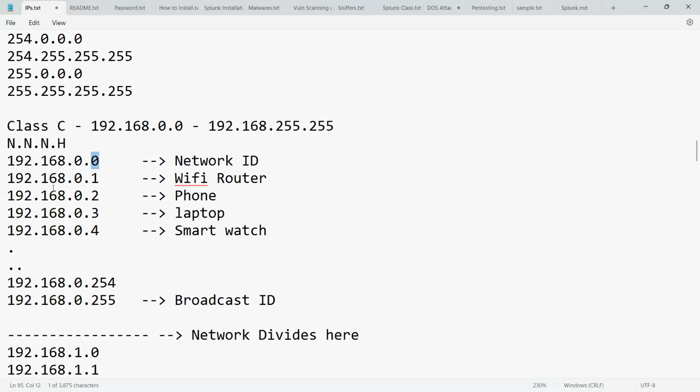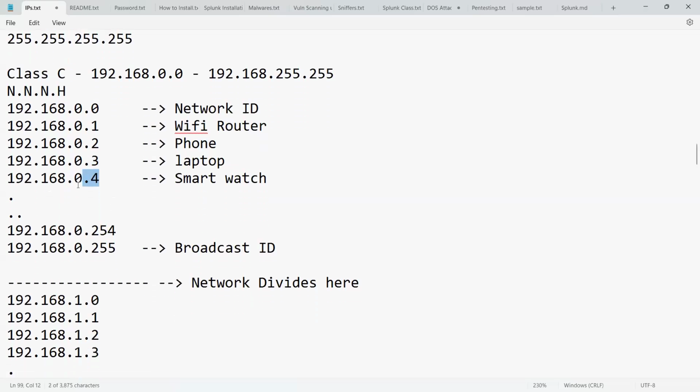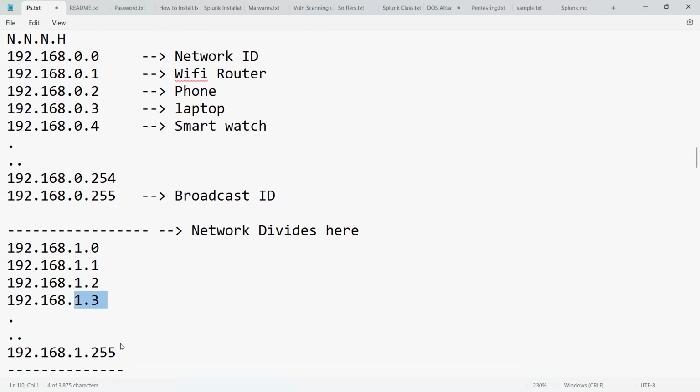But according to the sequence of IPs now, if this is the first IP, 0.0, what's the next IP? 0.1. Next IP, 0.2. Next IP, 0.3. Next IP, 0.4. Next IP, 0.5. That way, it goes all the way up to 0.255. After 0.255, what happens? You have 1.0, then 1.1, 1.2, 1.3, which goes up to 1.255.